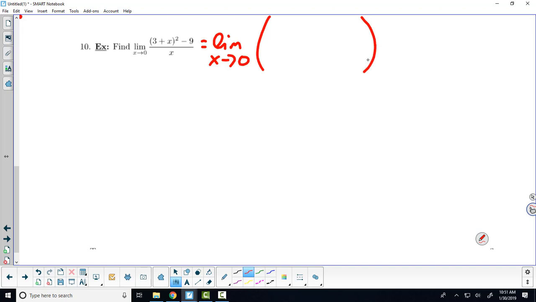Okay? What could I do? Somebody give me a suggestion. Yeah, we could foil it out, expand it. If we do so, we would get 9 plus 6x plus x squared minus 9 over x. Now, what could I do next? I heard it. The 9s cancel each other out. Did everyone see that? So the 9s cancel each other out. Now that may or may not be helpful. In this case, I think it's really helpful. I'm going to rewrite the problem here. You don't have to rewrite it, but I'd like to.